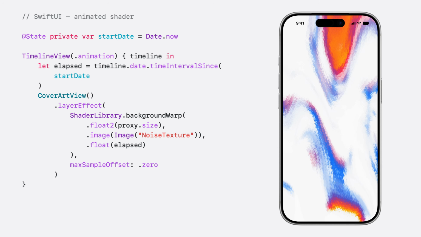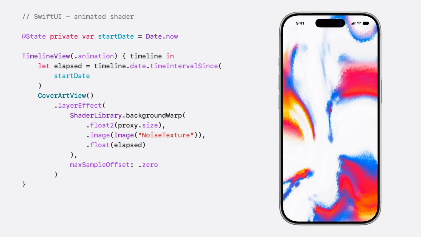TimelineView is exactly the pipe that I need to connect. With the animation schedule, it fires every frame with a timestamp. I pass that timestamp into the shader, add it to the position to sample from noise, and the pattern starts flowing.